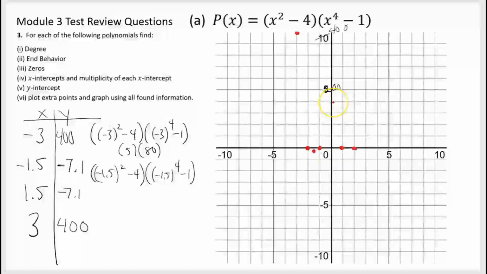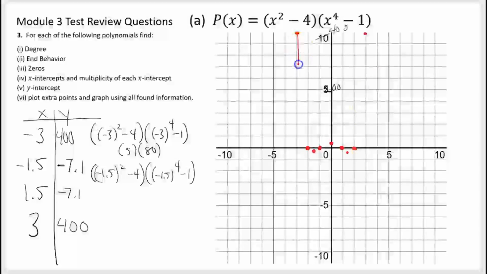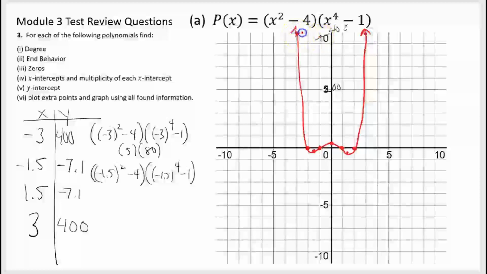Remember, our y-intercept was 0, 4. I had it at 4, but I erased it because I just changed my scale. It's going to be super low also. And then positive 1.5 is negative 7.1. And then over here at 3, I got 400 again, right at the top. So what happens is the graph dips down and does that. It looks like a molar, you know, one of your teeth in the back on the top. So there you go. And that's roughly what it looks like.